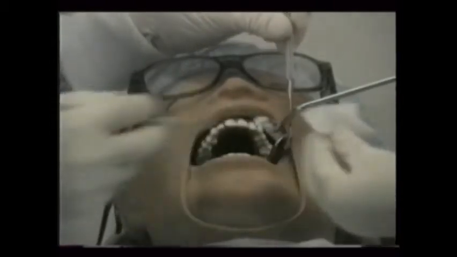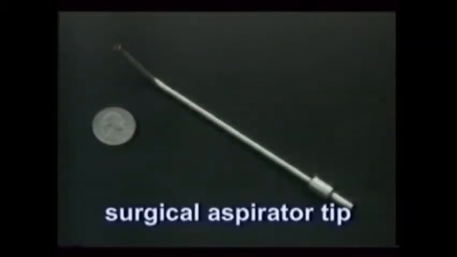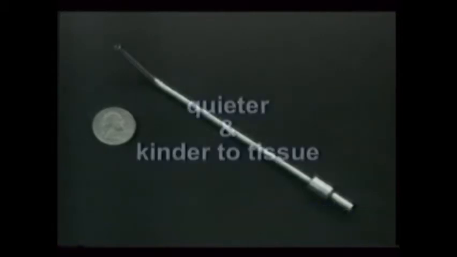Alcohol-soaked gauzes make good wipes. A thick compress of gauze soaked in alcohol is very safe and effective. Maintaining a clean and aseptic field during treatment is very important for optimal patient healing. A surgical aspirator tip is very effective at removing small pieces of tissue from the area or the instrument tips. It's also quieter and kinder to the delicate gingival tissues.